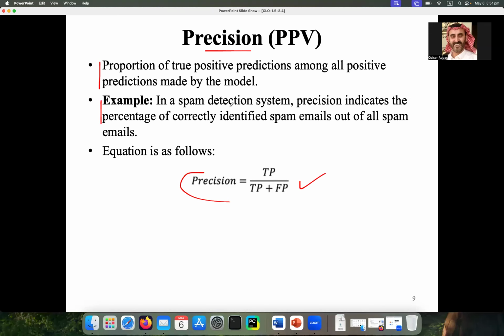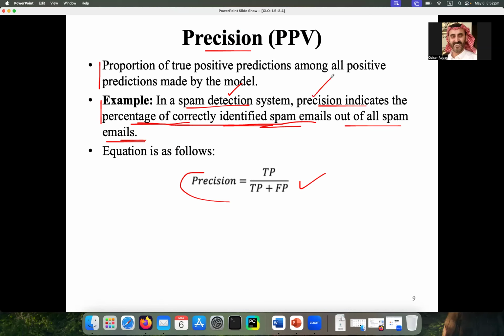We can read it. For example, if we are going to detect spam in emails, what would be the meaning of precision in this example? The meaning would be the percentage of correctly identified spam emails, correctly identified by your model, out of all spam mails. So that is the meaning of precision.